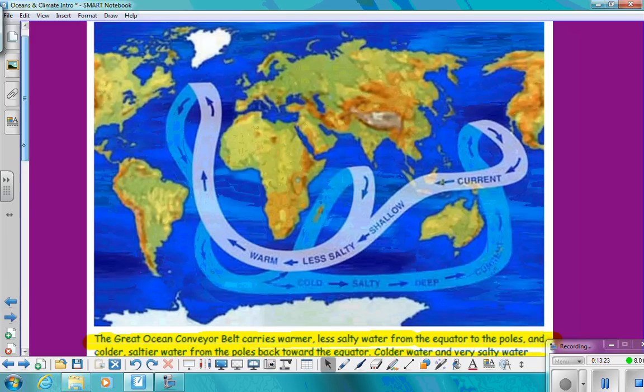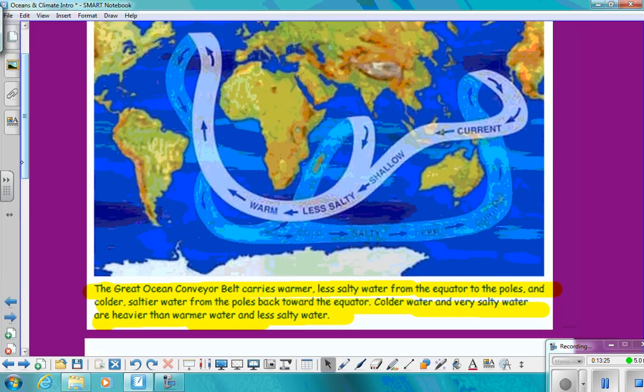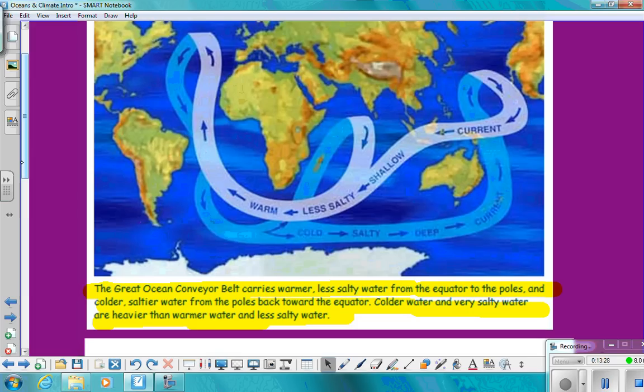Lastly is that great ocean conveyor belt. There's no real conveyor belt sitting at the bottom of the ocean, but it's a concept that helps us understand how these waters move. The Great Ocean Conveyor Belt carries warmer, and also less salty, water from the equator to the poles. The colder waters and the saltier waters are carried from the poles back to the equator. Colder water and saltier water is more dense than warmer water or less salty water.